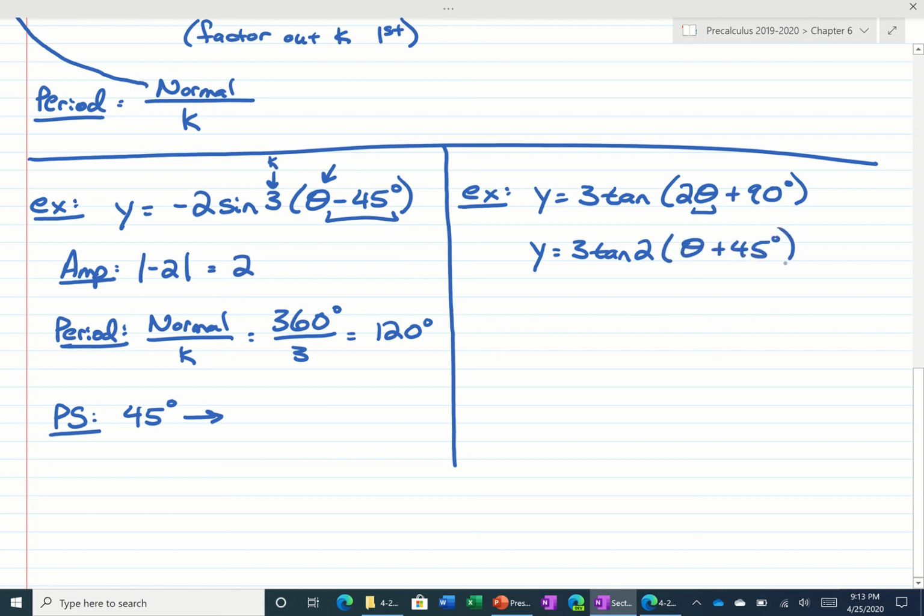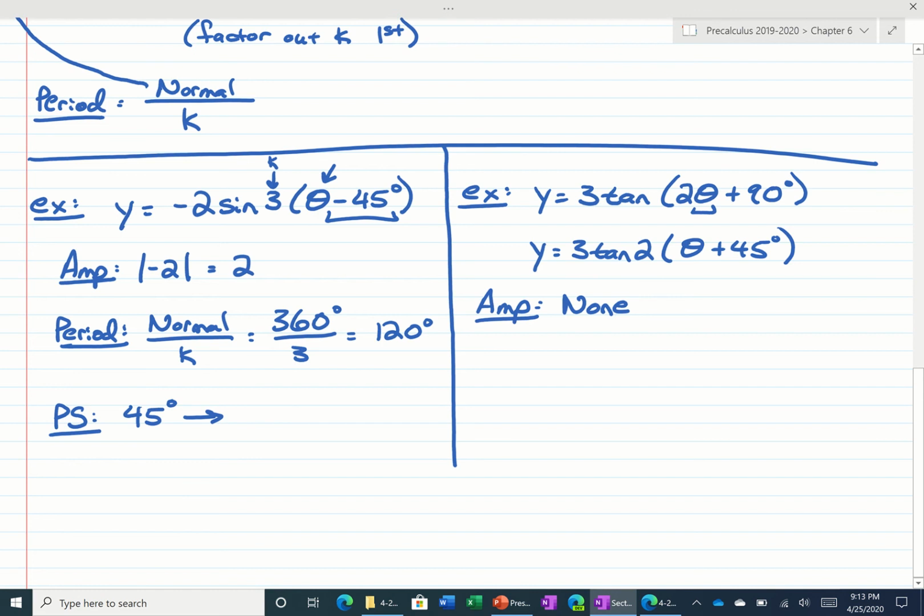And just like with polynomials, we could factor out a 2, divide everything inside by 2, and now we're all ready to go. What would the amplitude be? Trick question. The actual amplitude is none. The only graphs with amplitude are sine and cosine. This is a tangent graph, so there's no amplitude for tangent.